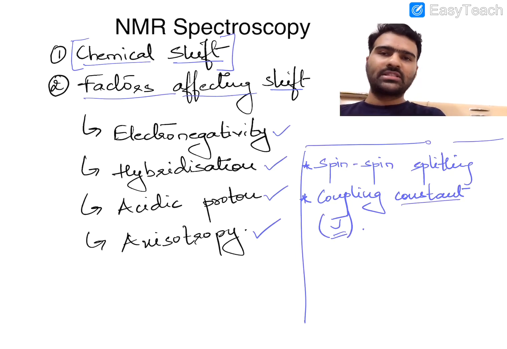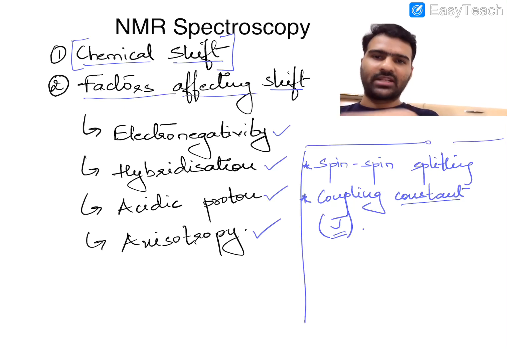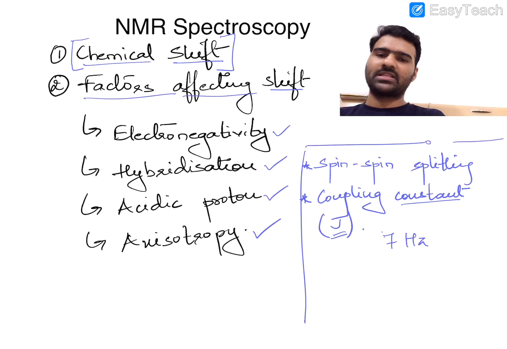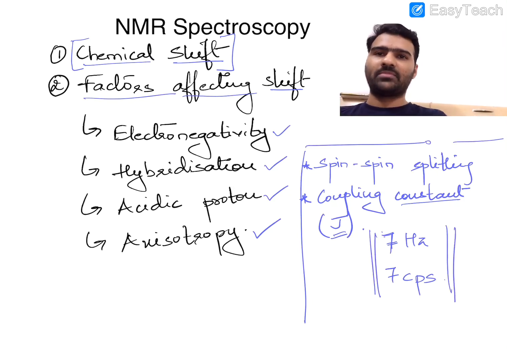coupling constant J. And coupling constants are usually not given in delta ppm values, they are usually given in hertz. So coupling constant values are mentioned if at all you've come across NMR problems, like 7 hertz, or sometimes also given as 7 CPS, cycles per second. Cycles per second and hertz are interchangeably used. So what is very important to remember is that irrespective of the field strength of the NMR, the coupling constant by which spin-spin splitting takes place is exactly the same.